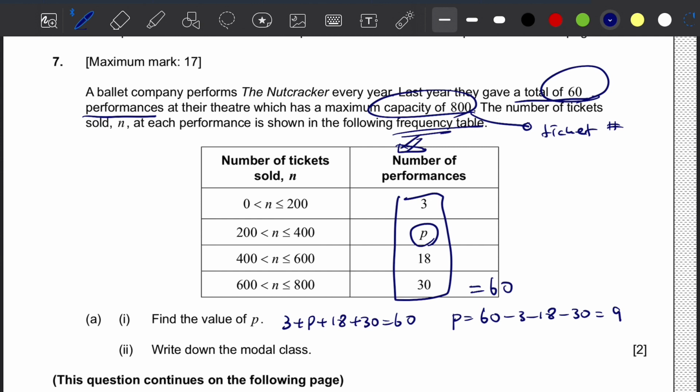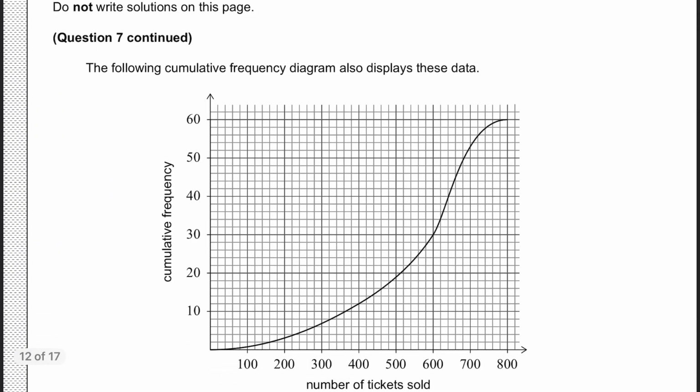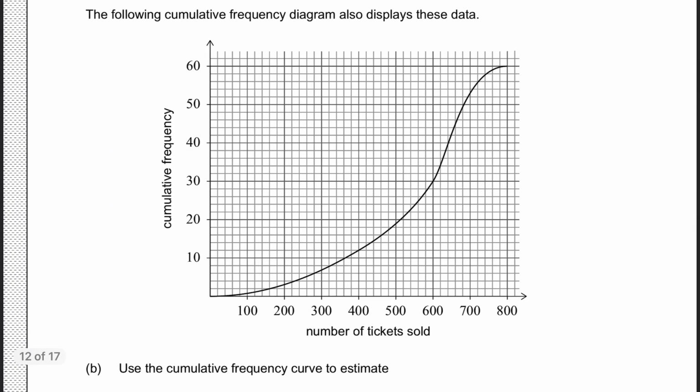Then question AII, we need to write down the modal cost. Modal cost means the cost that has the highest frequency. So we are referring to 600 to 800, as it has the frequency of 30. Then let's look at this frequency diagram.